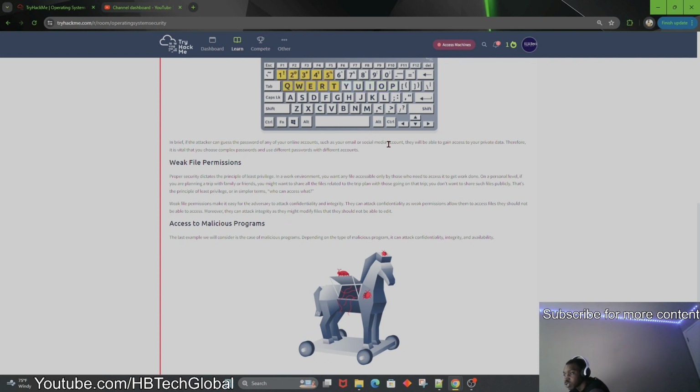If the attacker can guess the password of any of your online accounts, such as an email or social media account, they can gain access to your private data. Therefore, it is vital that you choose a complex password and use different passwords with different accounts.